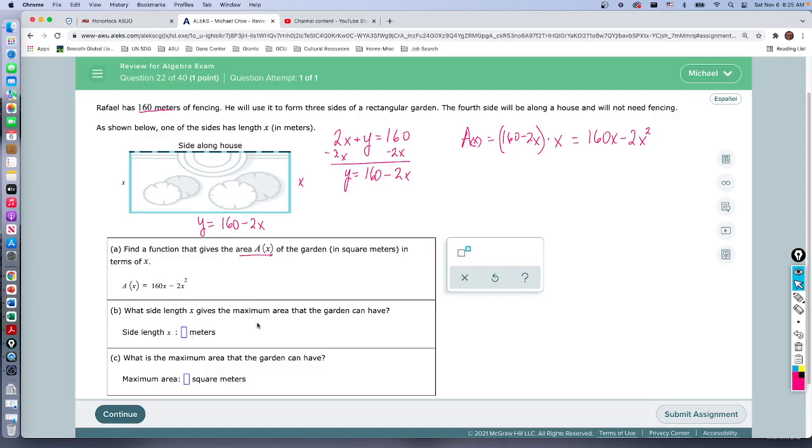So now, how do we get the maximum area? Much like the last question, since it's quadratic, the graph looks like a U. It'll be a U this way or this way. Since we've got a negative in front of the x squared, it's going to open downward, so we're going to have a maximum right here. So not the other one, we're going to get a maximum.